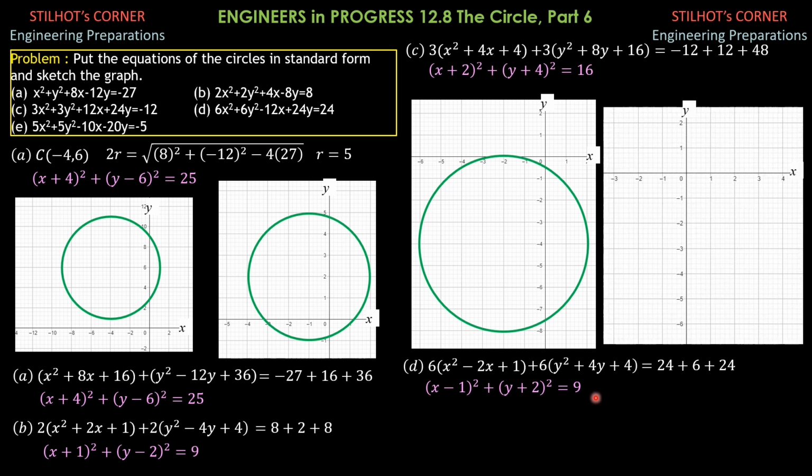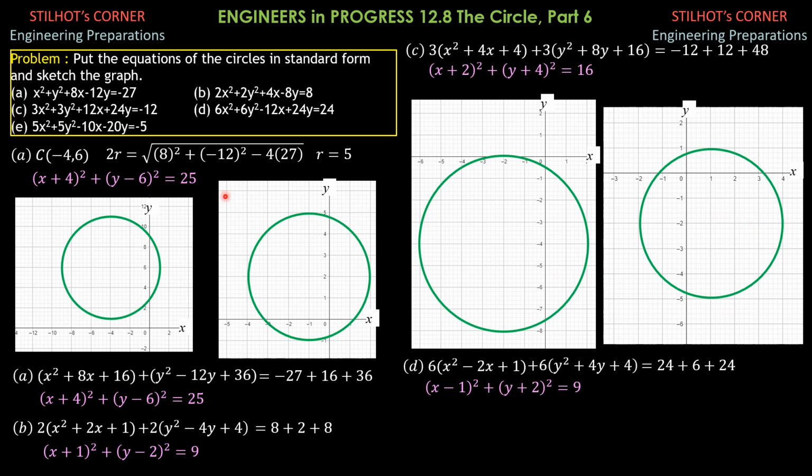So let's sketch the graph. Center 1 comma negative 2, which is here. Radius is 3, so it should pass through that point. Sorry, the center is positive 1 comma negative 2 here, and the radius is 3. 1, 2, 3, so it passes through that. 1, 2, 3, 1, 2, 3. So this is the circle.